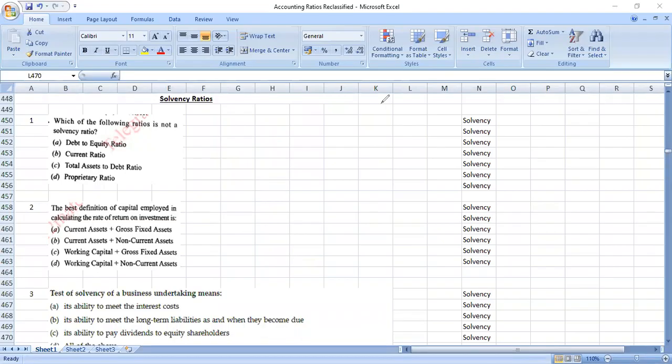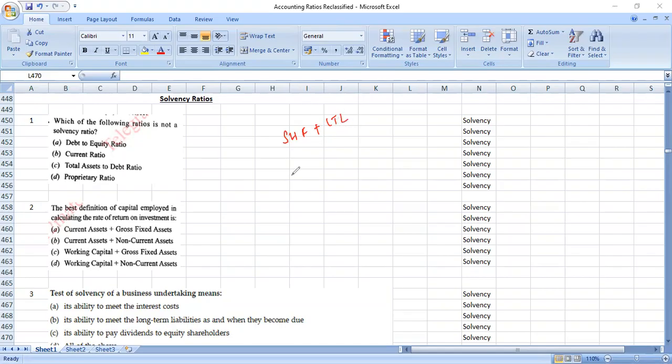Which of the following ratios is not a solvency ratio? Current ratio is not a solvency ratio. It is a liquidity ratio. The best definition of capital employed in calculating the rate of return on investment. What is capital employed? It is shareholders' funds plus long-term liabilities or long-term debts.